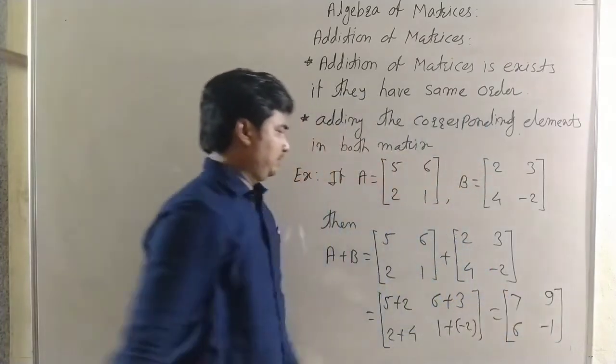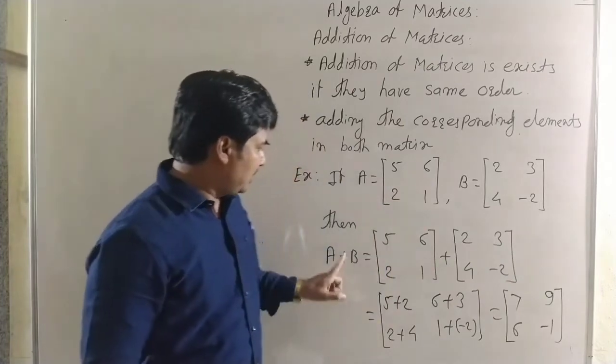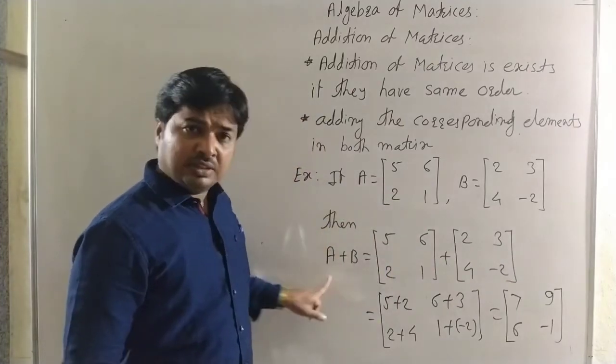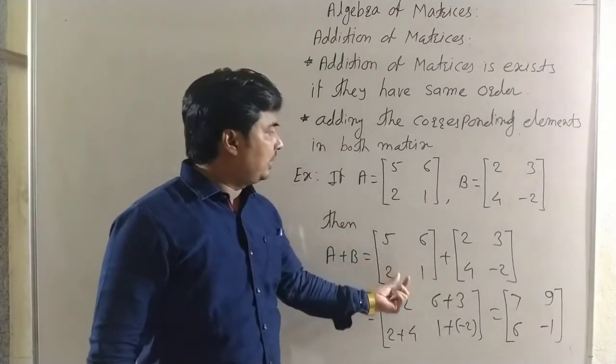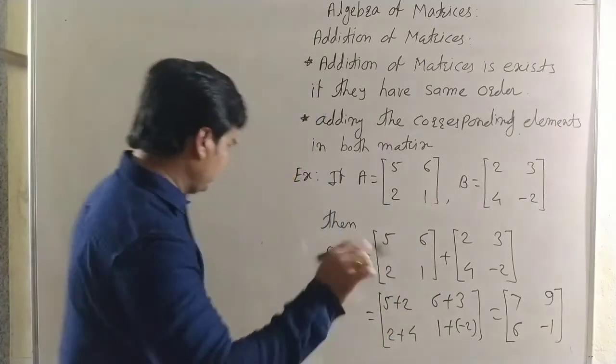This matrix is A plus B. See carefully, this is the addition. Addition of two matrices exists if they have the same order. Okay, we see another example.